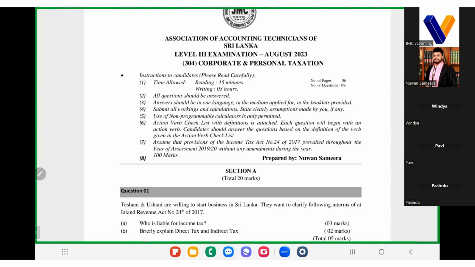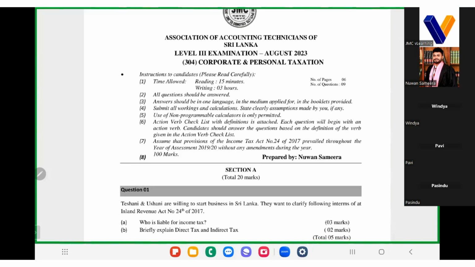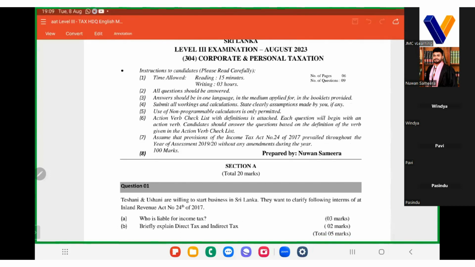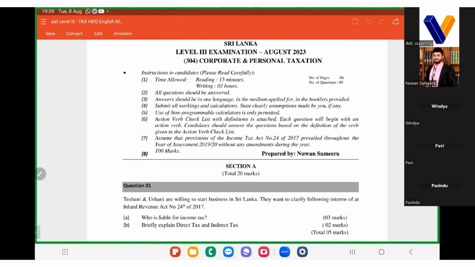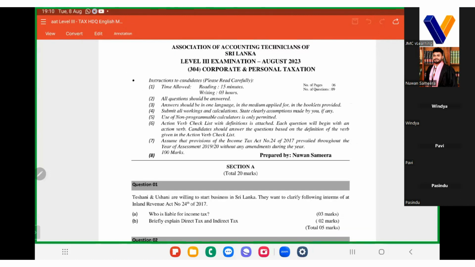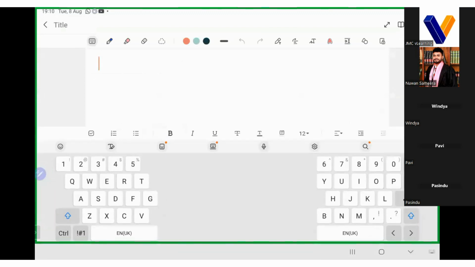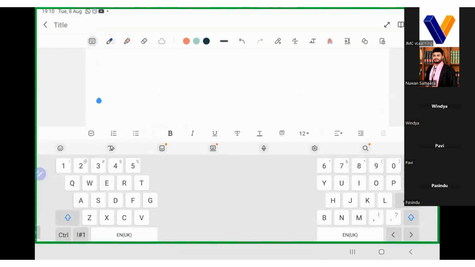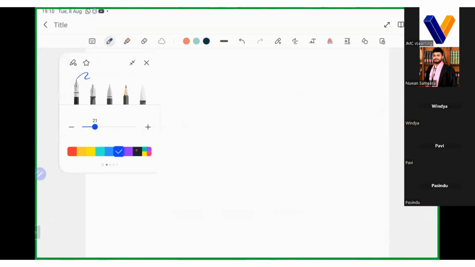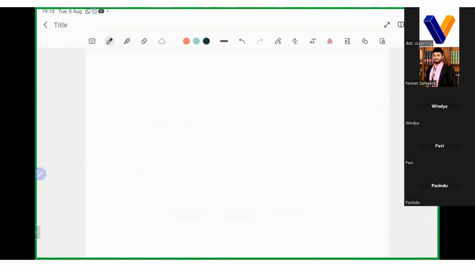Then already you know about the paper structure. Yesterday we discussed the paper structure for the vLearning students. For other students, I will give a small introduction about the paper. What is the structure of the CPT paper for August 2023? So here you can see there are 3 sections in your past paper, right?